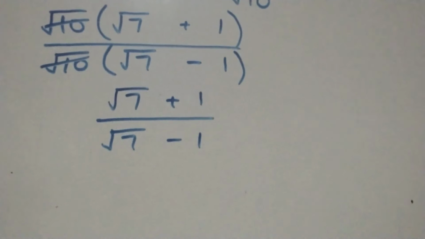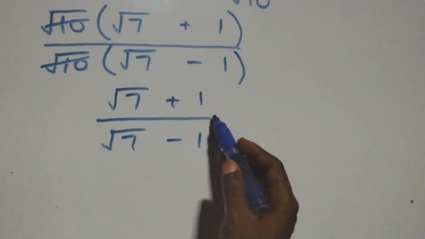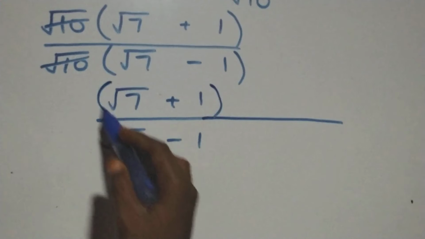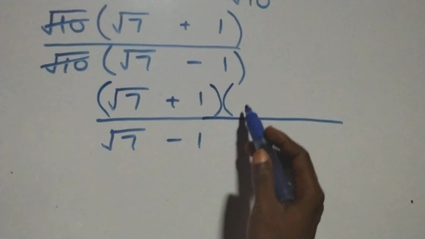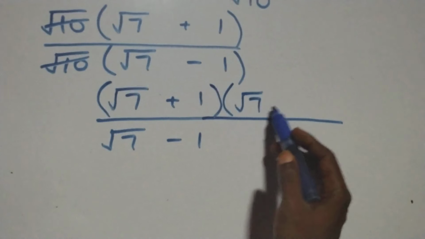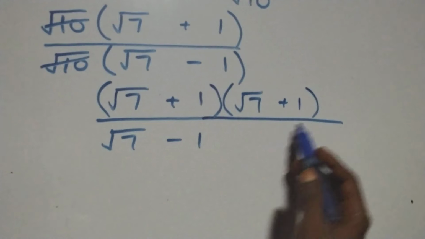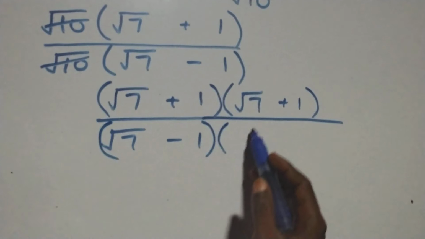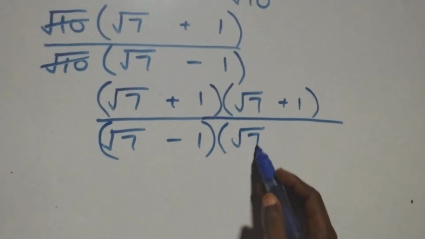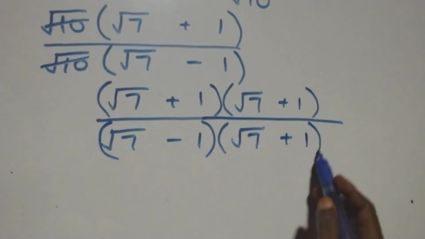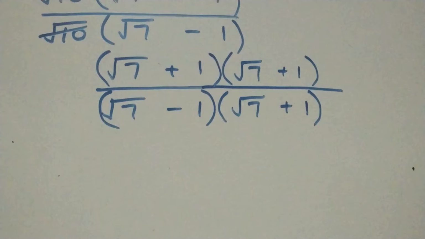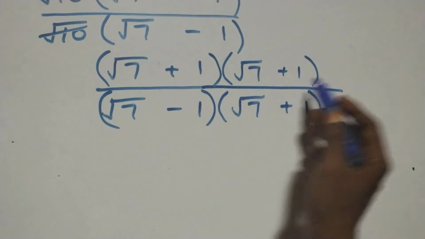The next step here, we rationalize this. We multiply the numerator and denominator by the conjugate of the denominator. That is, multiply this by root 7 plus 1, which is the conjugate of the denominator. Also multiply this by the same conjugate, which is root 7 plus 1. That is, here we have the same thing inside this bracket.